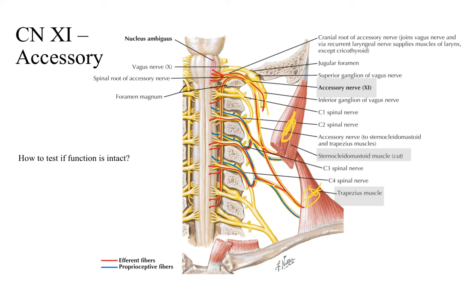To test if these are working properly, have your patient shrug their shoulders and then shrug against resistance. Have them turn their head to one side against resistance, and then to the other side against resistance, and that will test the function of cranial nerve 11.